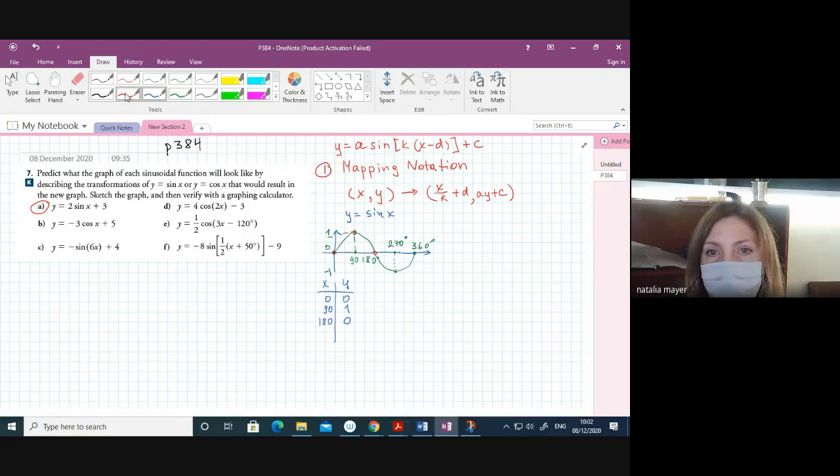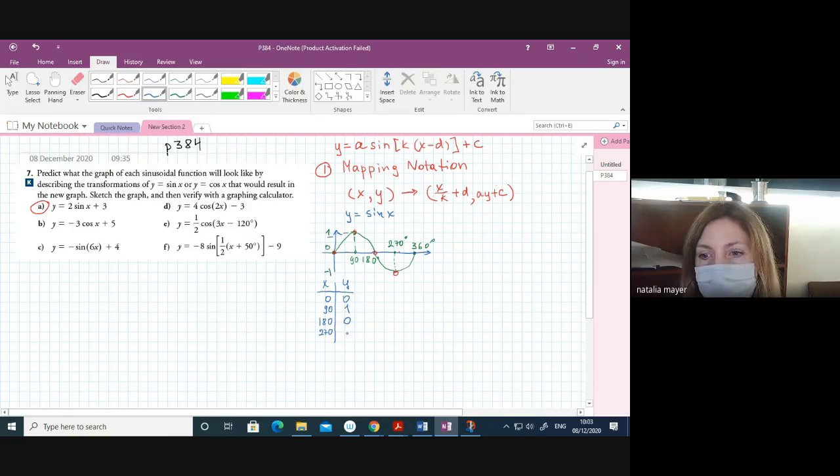And what are the coordinates of the next point? 270 and -1. Absolutely. It's fantastic. 270 and -1. Then 360 and 0. And finally, the fifth point is 360 and 0.